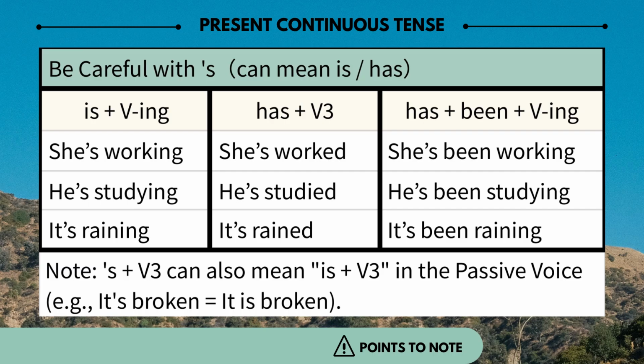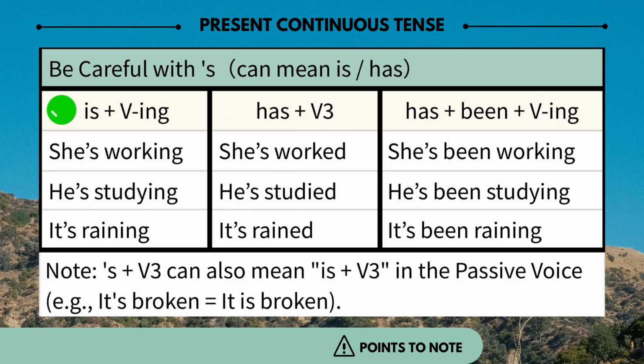Today we are going to learn an important point in English grammar. Be careful with the contraction 's. Many students see 's and think it always means is, but that is not always true. In English, 's can mean either is or has. We must look at the verb that follows. Let's learn this step by step.